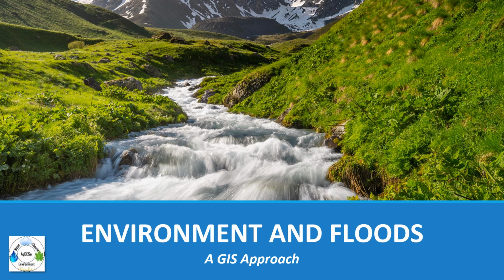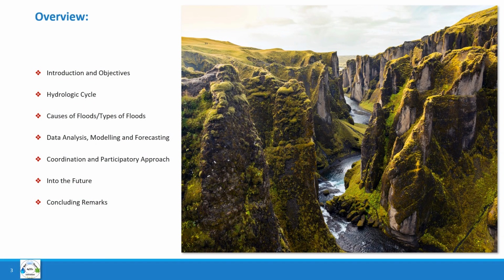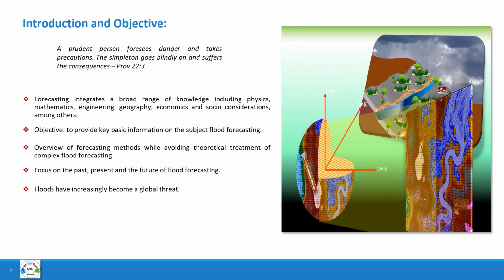We'll present a 4-part series on the topic environment and floods. This is the third of the 4-part series and we'll explore some of the aspects of flood forecasting. We'll talk about objectives, hydrologic cycle, causes and types of floods, data analysis, modeling and forecasting, coordination and participatory approach, and some concluding remarks. A prudent person foresees danger and takes precautions. The simpleton goes blindly on and suffers the consequences.